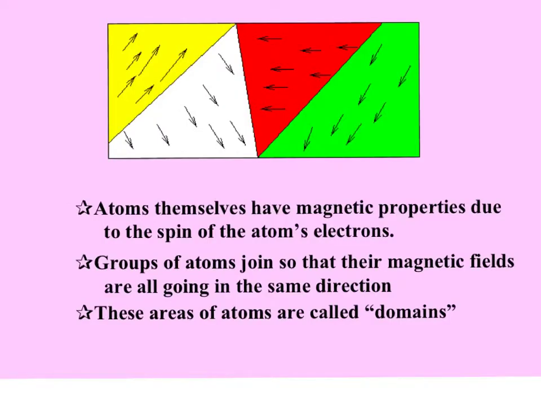Atoms themselves have magnetic properties due to the spin of the atom's electrons. If they're moving in the same direction, they would repel. If they're in opposite directions, they attract. Right? Groups of atoms could join, so their magnetic fields are going in the same direction. These are called domains. So all the yellow ones are a domain, the white ones are in a different domain, and so on.